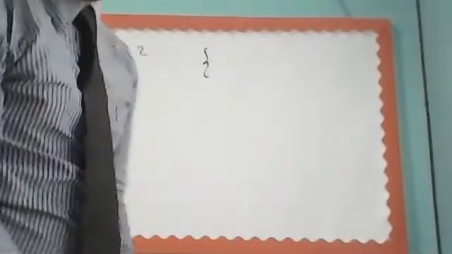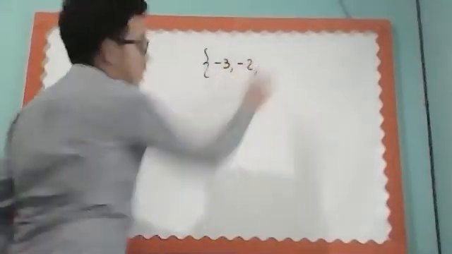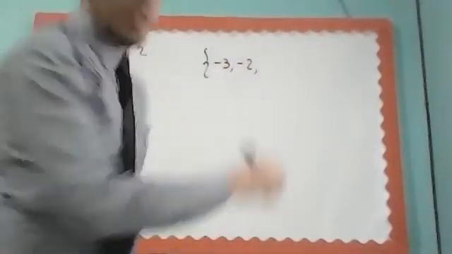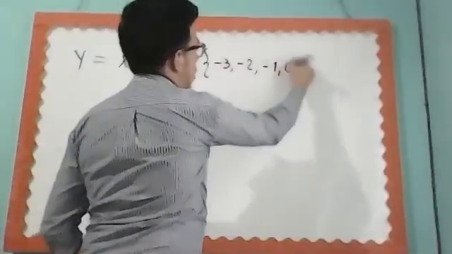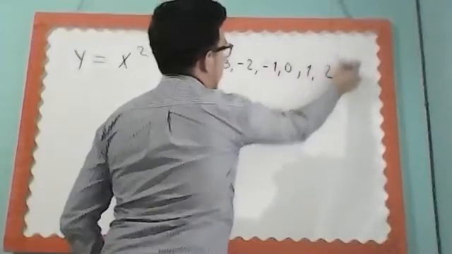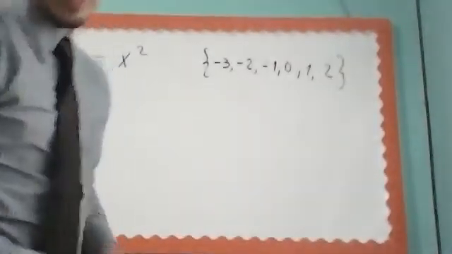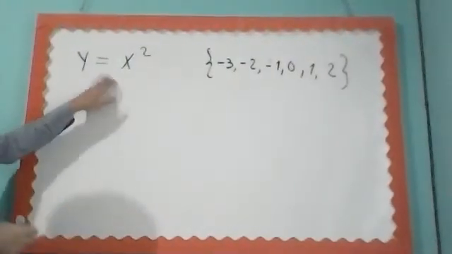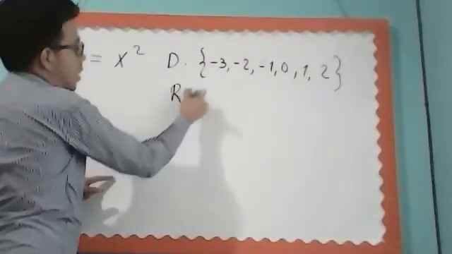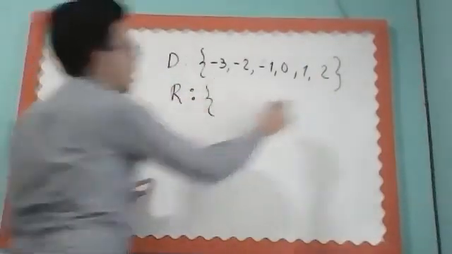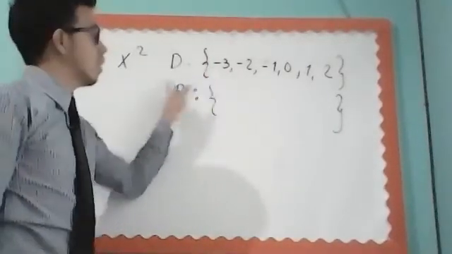We have -3, -2, -1, 0, 1, and 2. I think those are the values for the x. Y is equal to x squared. This is the domain. I'm going to write it in here. I'm going to obtain the range. For each value of the x, I'm going to obtain one value for y.